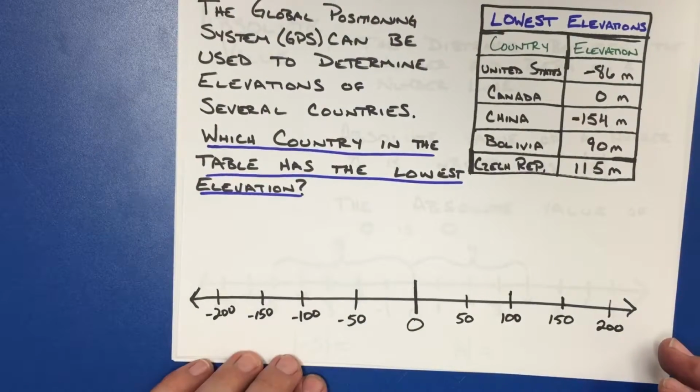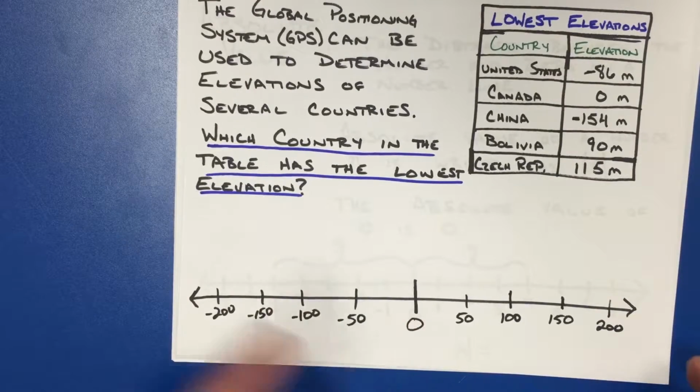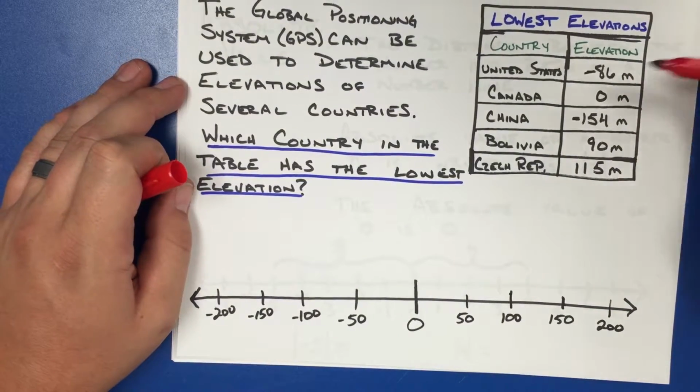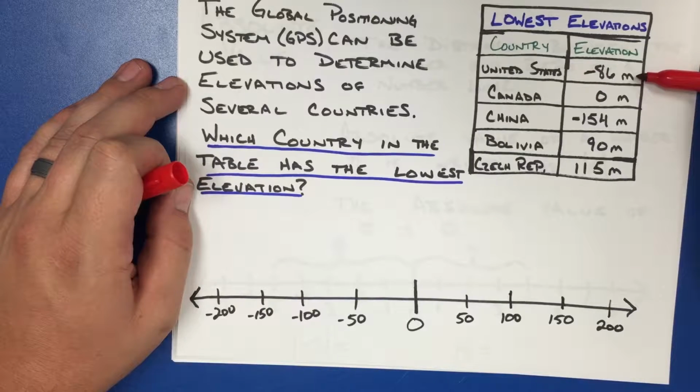I think on the left side here, on the negative side of the number line, I was a little bit uneven, but I think it's good enough that you guys can understand where I'm getting at. So now what I'm going to do is pick each of these elevations here. I'm going to start from the top and go down. United States is negative 86 meters. That's our lowest elevation.